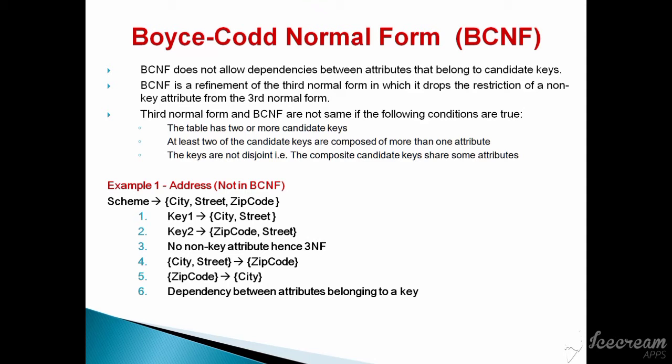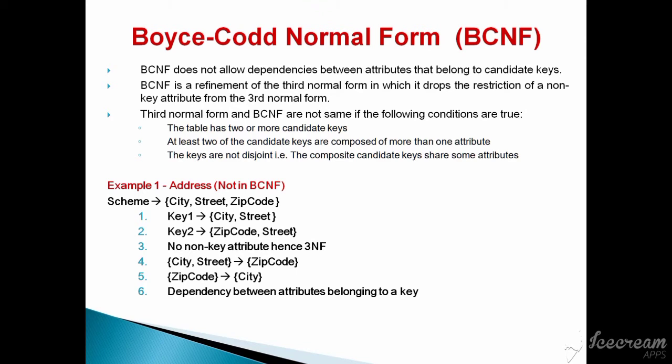For BCNF, the table should be in third normal form. And the second condition: for every functional dependency, the left-hand side is a super key. BCNF removes all anomalies remaining in third normal form. Here the example shows an address table that is not in BCNF.